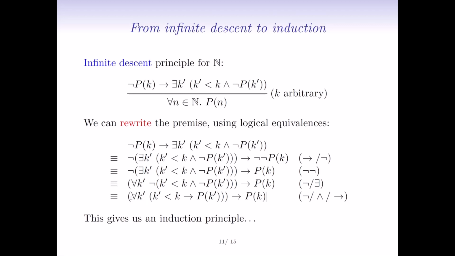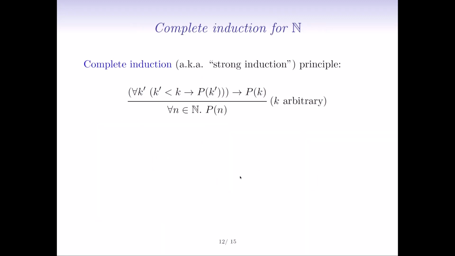So this now looks much more like an induction rule, where we show that something holds of a number, assuming that it holds of some previous ones, in fact, all previous ones. And this actually gives us, if we replace the premise of infinite descent by this equivalent but rewritten premise, then we get something which is called complete induction, or sometimes strong induction.